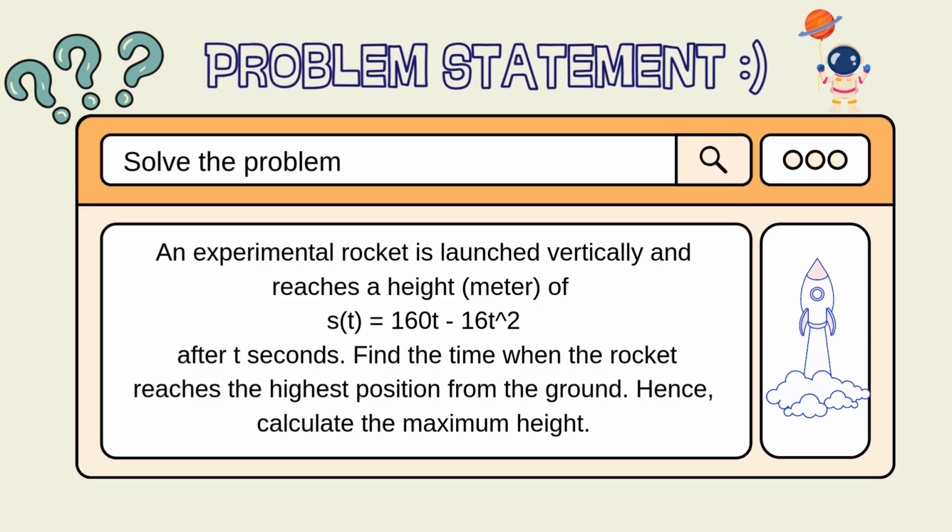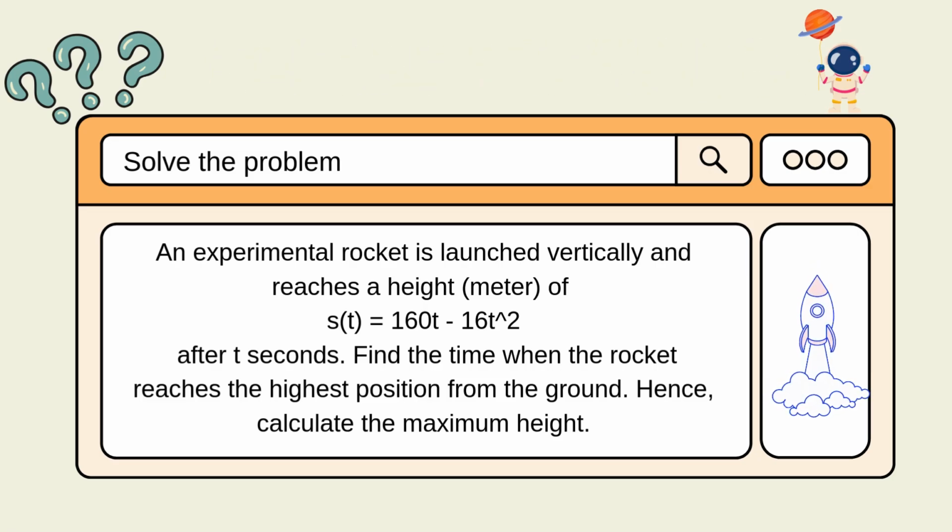This is our problem statement. An experimental rocket is launched vertically and reached a height in meters of s(t) equal to 160t minus 16t squared after t seconds. Find the time when the rocket reached the highest position from the ground. Hence, calculate the maximum height.